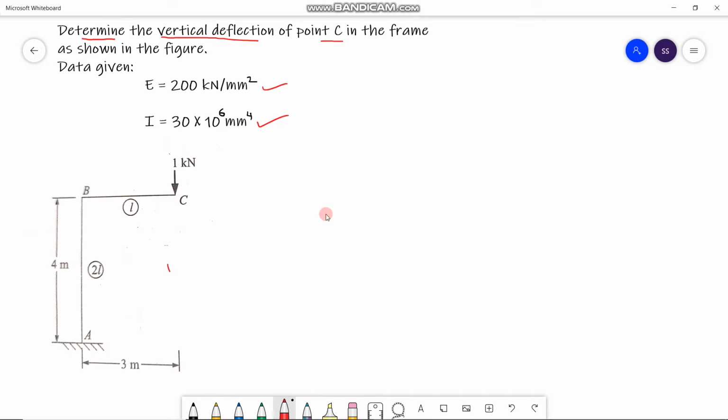In this given frame, a load of 1 kilonewton is acting at point C, whereas the distance between A and B is 4 meter, and from B to point C, the distance is 3 meter.